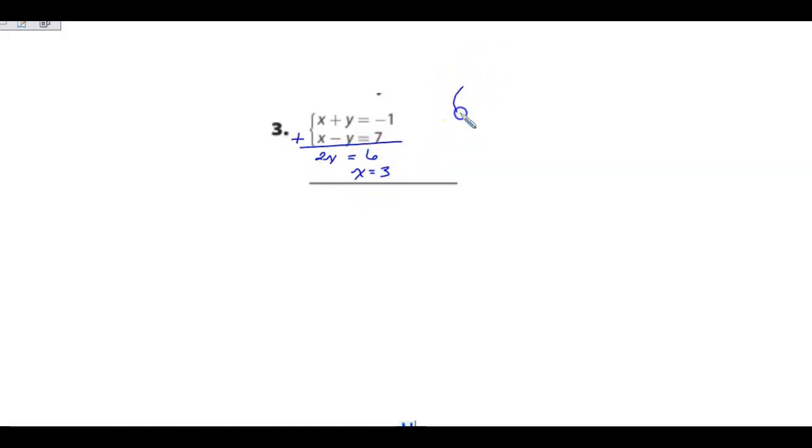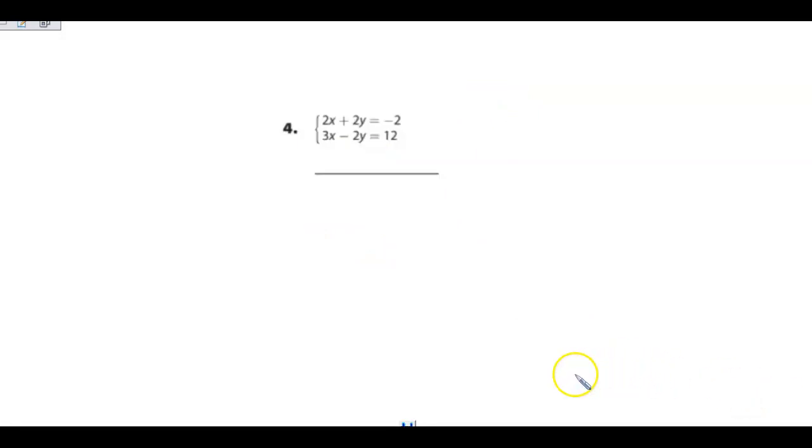So the first part of our ordered pair is 3. Now, go back and substitute in 3 for x. If I have 3 plus y equals negative 1, subtract 3 from both sides, y equals negative 4. So my ordered pair is 3, negative 4. Let's try the next one, number 4.